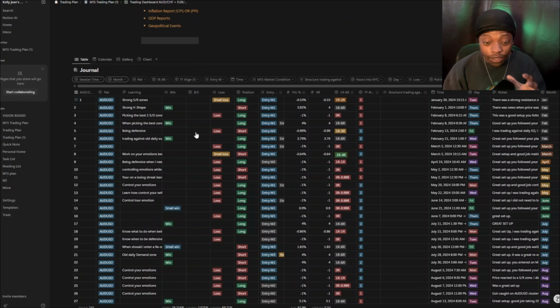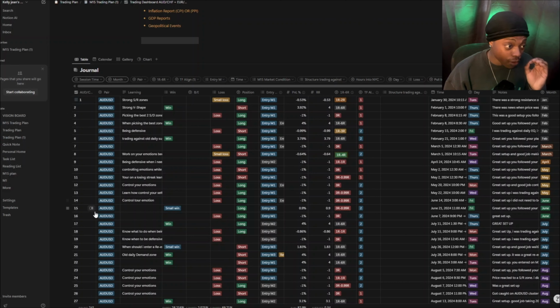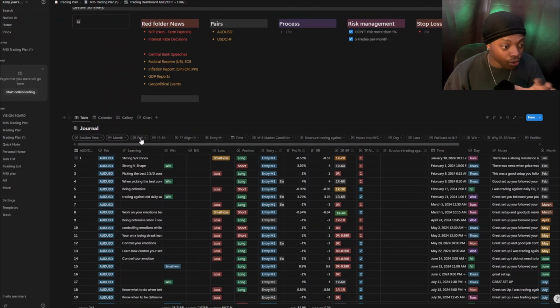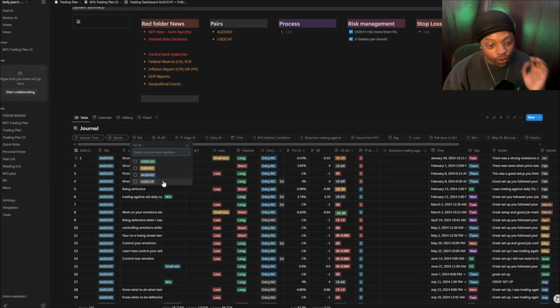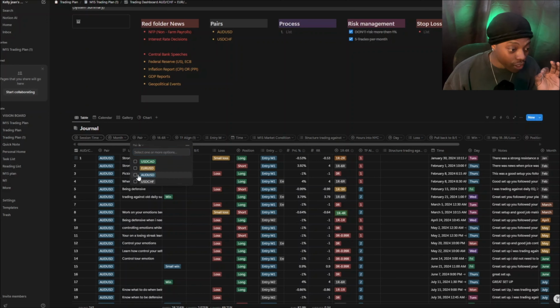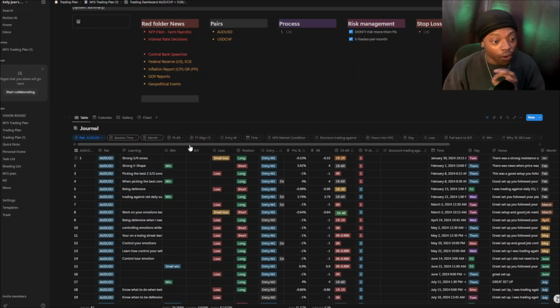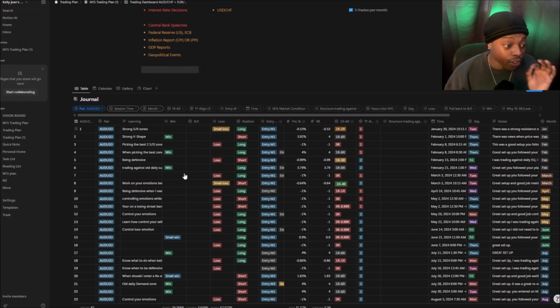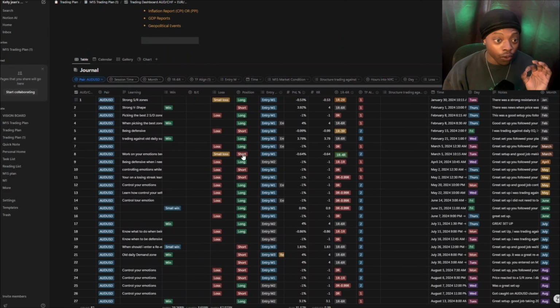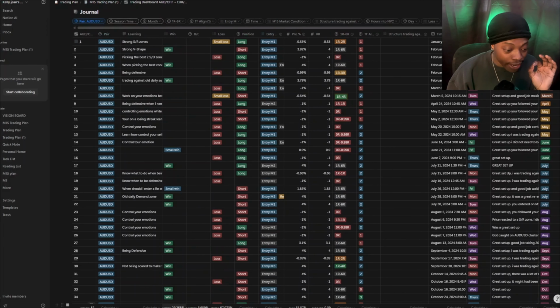Okay, now let's begin. So right here, these are the pairs that I backtested. Let me show you all the pairs that I use: USD CAD, EUR USD, AUD USD, and USD CHF. This journal lets me know the win rate of each pair that I use. If I click on AUD USD, it filters out all the other pairs and only shows me the win rate for AUD USD, which is shown right here.